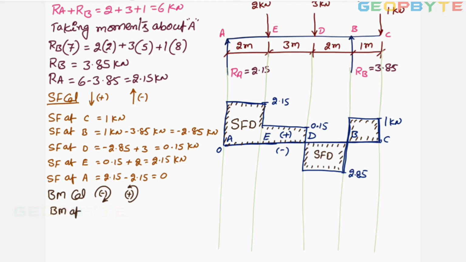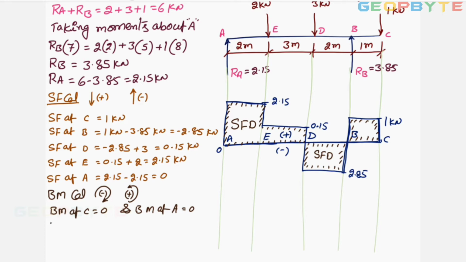But in an overhanging beam, the beam is extended beyond the supports. That's why the bending moment need not be 0 at B, but bending moment is 0 at both ends. That means bending moment at C equal to 0 and bending moment at A equal to 0. Bending moment at both ends 0, not both supports. Whereas for a simply supported beam, bending moment at both supports 0, because supports are placed at the ends.